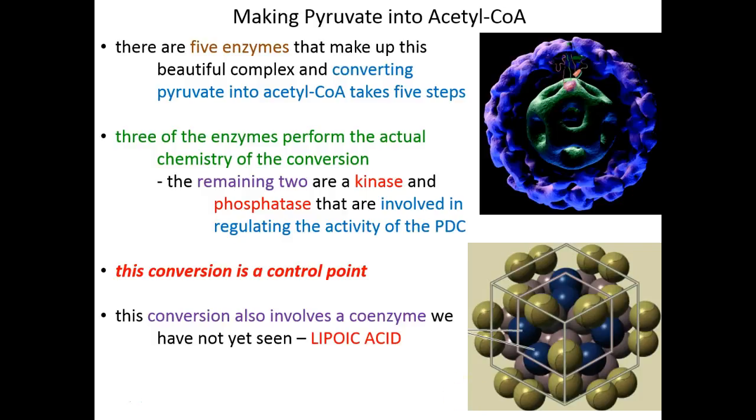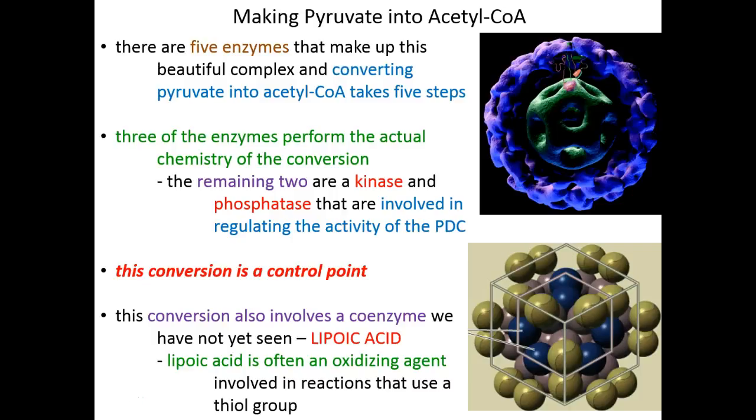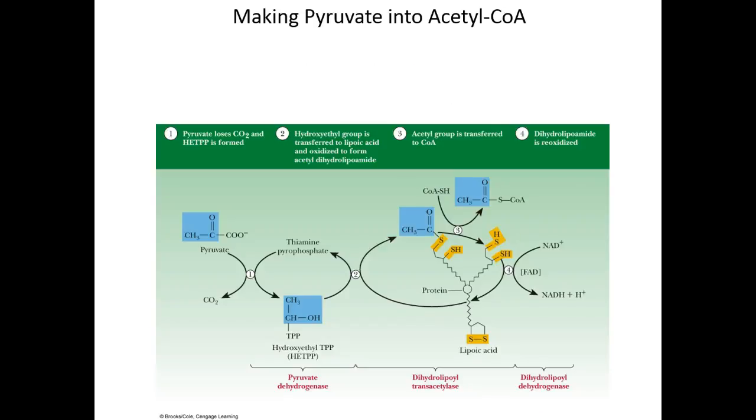Converting pyruvate into acetyl is going to involve another coenzyme that we haven't met yet called lipoic acid. Lipoic acid is an interesting coenzyme because it is not only important for activating non-reactive molecules, but lipoic acid is an oxidizer itself. It can steal electrons. It can cause itself to be reduced and steal the electrons from things that you link to it. And that's going to be important for us in just a moment as well.